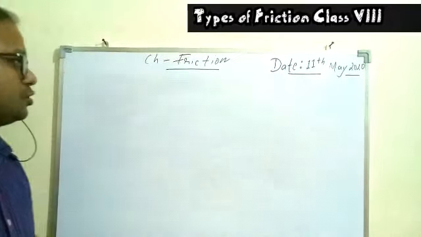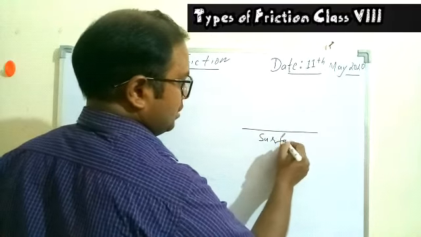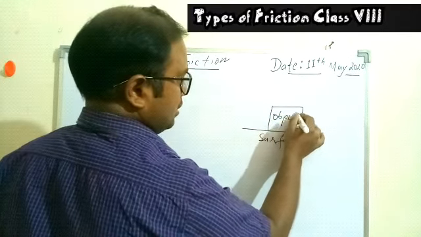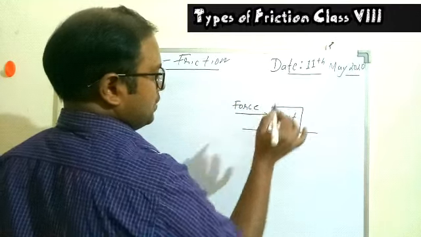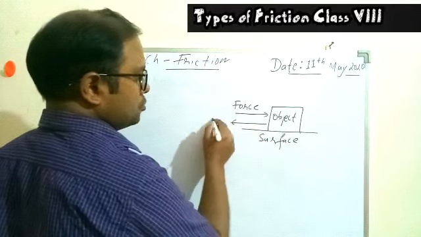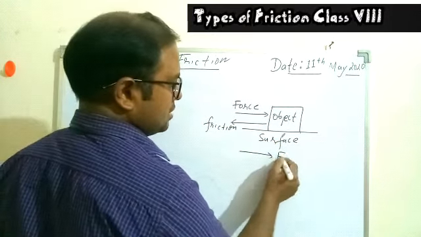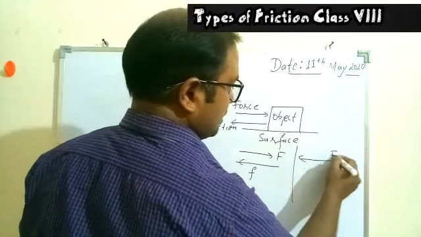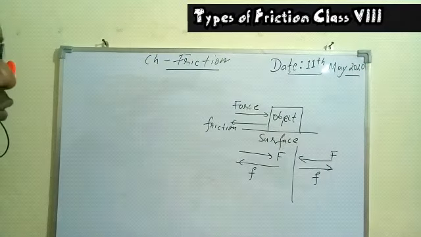So overall we understood in the previous class that if we have any surface and over this surface we place any object, and if we apply force to the object in one direction, the friction will take place opposite to the applied force. So if I apply the force in this direction, friction will be in this direction, and if I apply the force in this direction, friction will be in the opposite direction all the time. So that we understood.